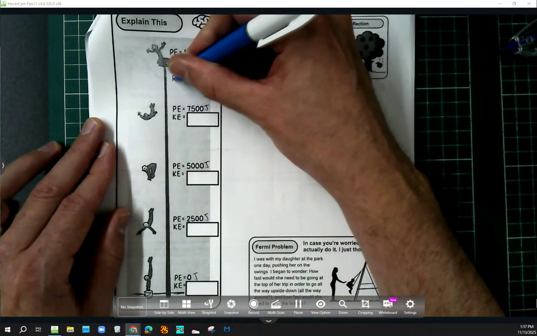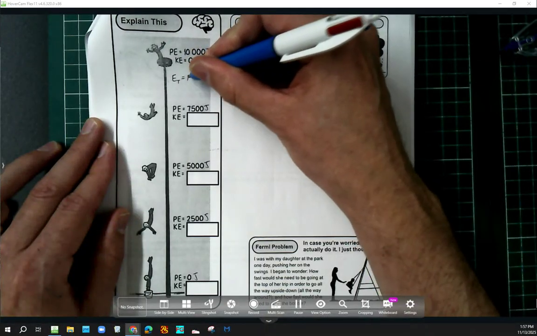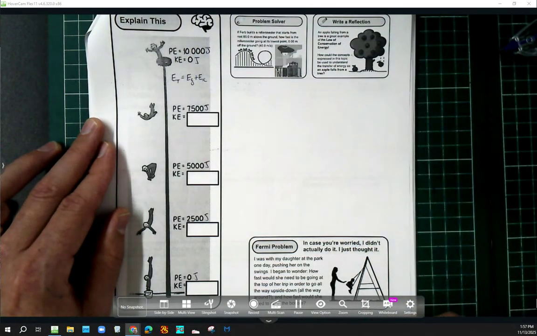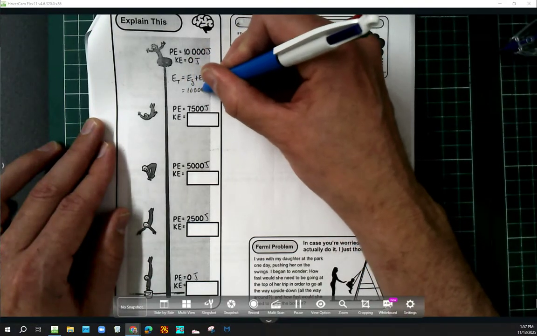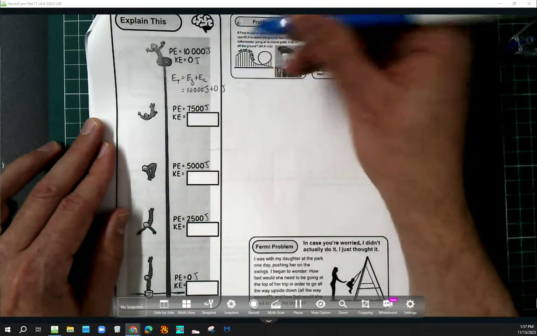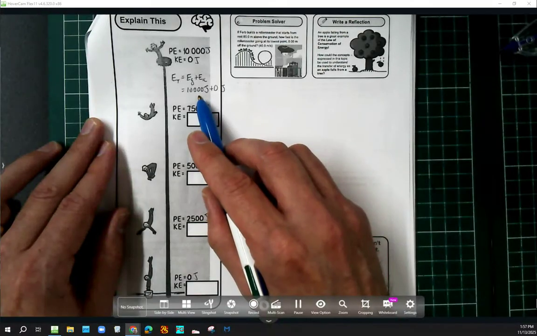Let's just make sure that we've got this idea. In the bank, we have a total mechanical energy of gravitational potential energy plus kinetic energy right up there at the top. And it looks like the gravitational potential energy is 10,000 joules and the kinetic energy is just 0. So the total mechanical energy seems to be 10,000. That's how much energy we've got in the bank.